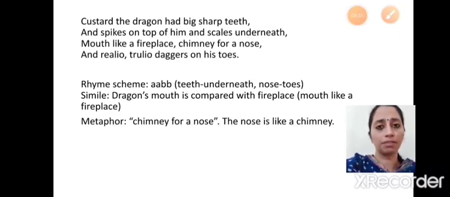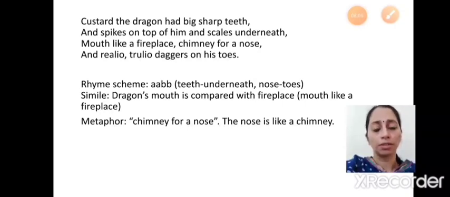Then we have a metaphor. What's a metaphor? You know, implied comparison between two objects. Okay. Chimney for a nose. So your chimney is compared to nose, but it is not a direct comparison. Clear? So that is metaphor.